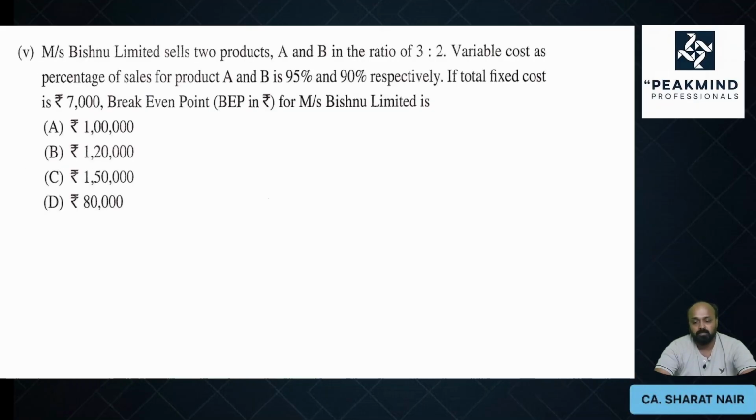Okay. Next, Messrs. Vishnu Limited sells two products A and B, in the ratio of 3:2. Variable cost ratio of the two products is given as 95% as well as 90%. If the total fixed cost for the company as a whole is 7,000, they are asking us to find out the break-even point in value.